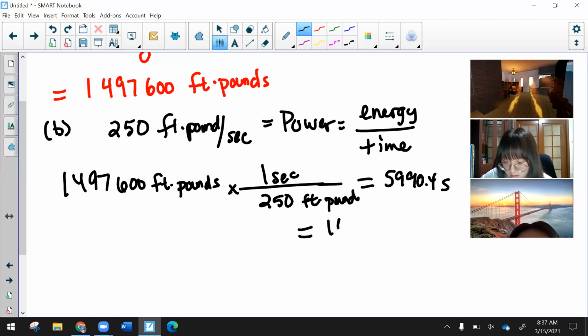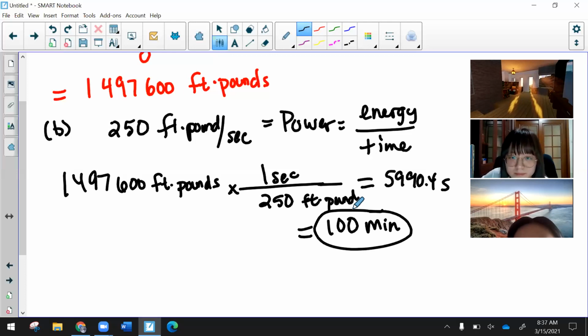Okay, so let's just call it 100, because it was 99.84. So it's about 100 minutes, especially if we start considering significant figures. Okay, so we'd have to run it for about 100 minutes, just shy of 2 hours. Okay, we good? Kind of making sense? My Zoom friends, you doing all right?